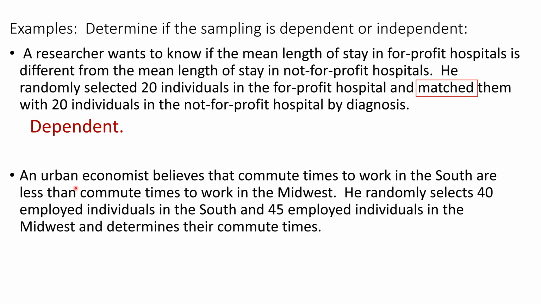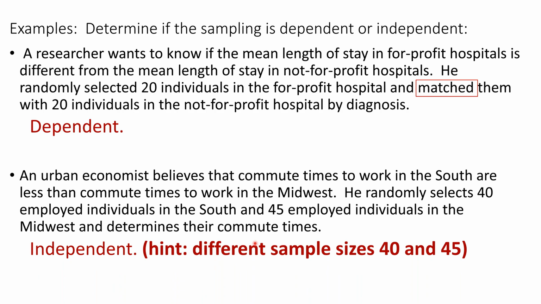Urban economists believe that commute times to work in the South are less than commute times to work in the Midwest. He randomly selects 40 employed individuals in the South and 45 employed individuals in the Midwest and determines the commute times. So this sampling is independent because the sample sizes are different.